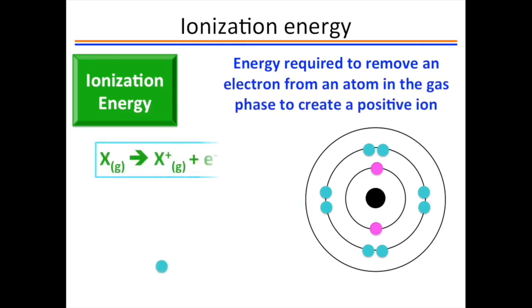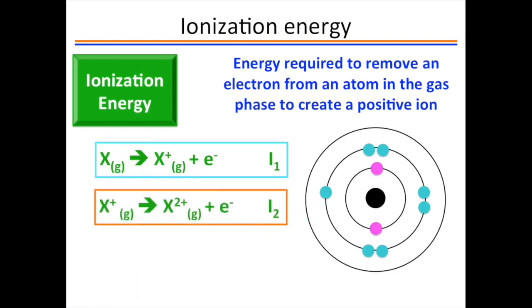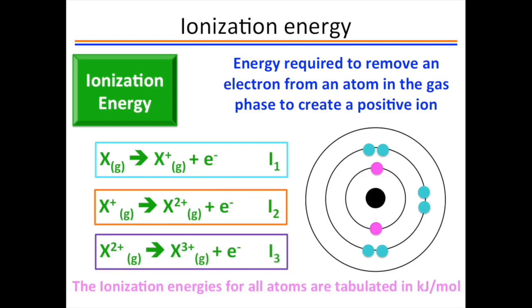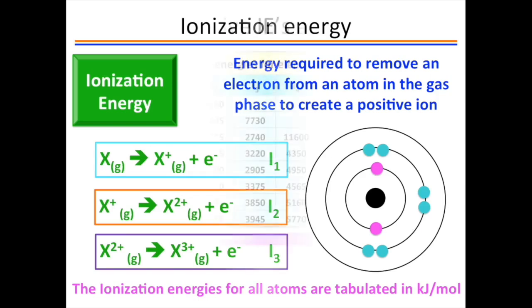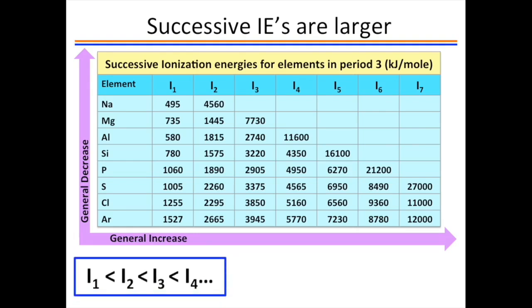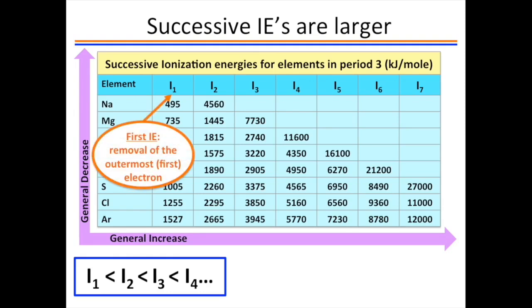We can talk about the first ionization energy, the second ionization energy, and even the third ionization energy. Ionization energies have been measured and tabulated. Here is a table of ionization energies for the elements in period 3. Looking at the numbers, we can see that each successive ionization energy is larger than the last. I1 refers to the first ionization energy and is the energy it takes to remove the outermost electron from the atom. This electron is the easiest electron to remove.